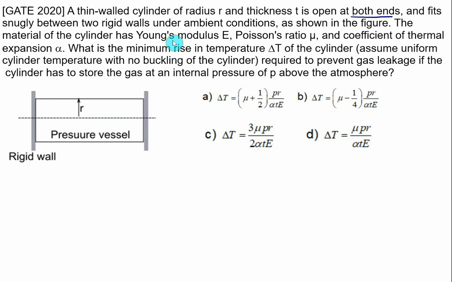The material of the cylinder has a Young modulus equal to E, Poisson ratio equal to mu, and coefficient of thermal expansion alpha. What is the minimum rise in the temperature delta T of the cylinder, assuming uniform cylinder temperature with no buckling of the cylinder, required to prevent the gas leakage if the cylinder has to store the gas at an internal pressure of P above the atmosphere? Let's take the length of the cylinder equal to L, and this cylinder is subjected to pressure P above the atmosphere, so we have gauge pressure equal to P.